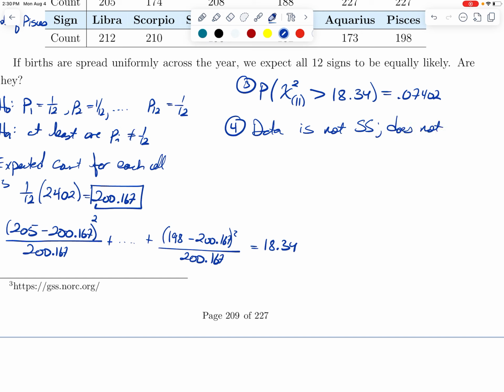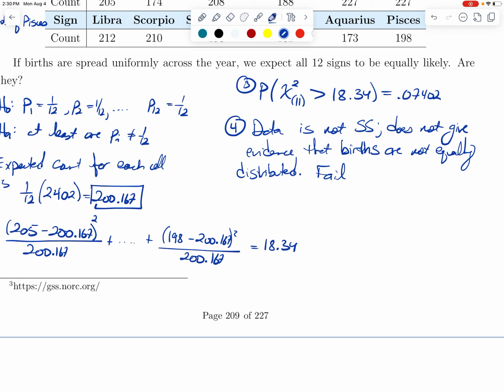It does not give evidence that, we're going to have a double negative here, it does not give evidence that births are not equally distributed. In other words, our null hypothesis was that births are equally distributed. We're going to fail to reject the null hypothesis. Our null hypothesis is that births are equally distributed, and this data did nothing to challenge that assumption, so we just keep on assuming that.